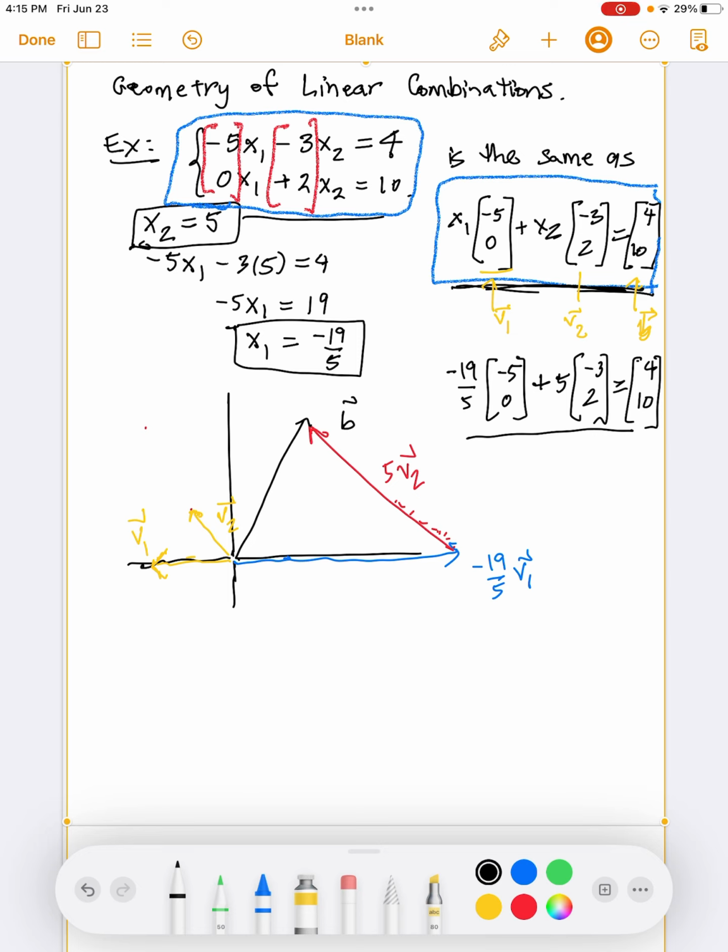Now, what would happen if I had a different b? So instead of 410, let's say I changed it to something else. Then would you be able to solve the system? Or you want to think about it? Can you change these numbers to different numbers that will make it not have a solution?